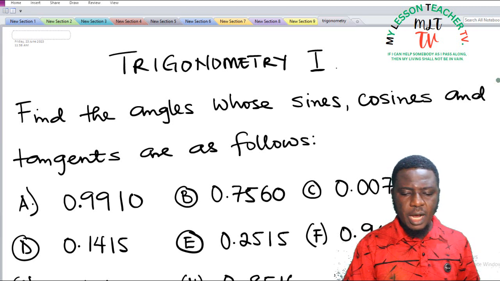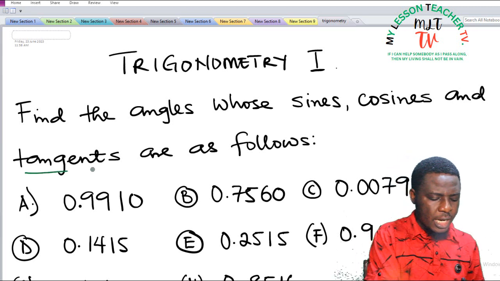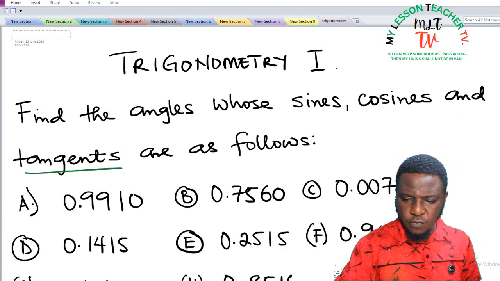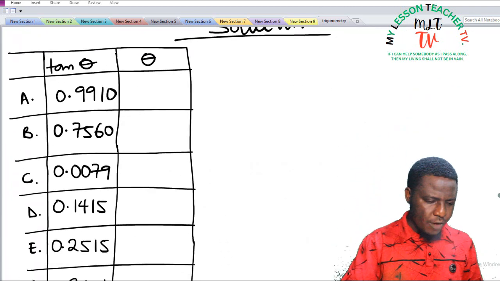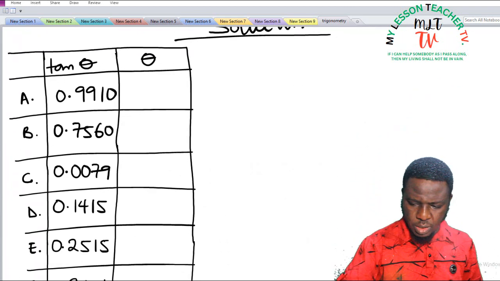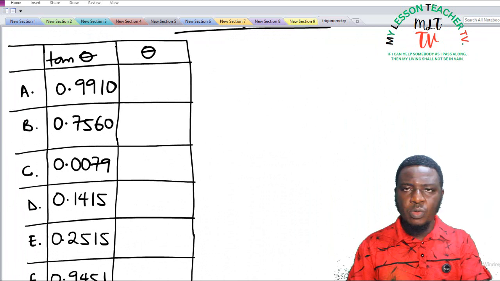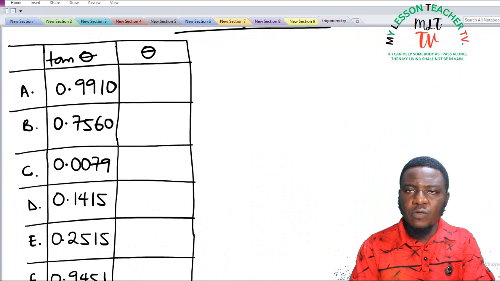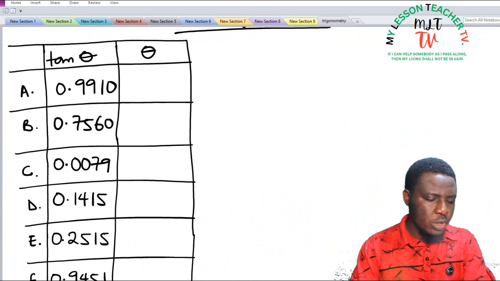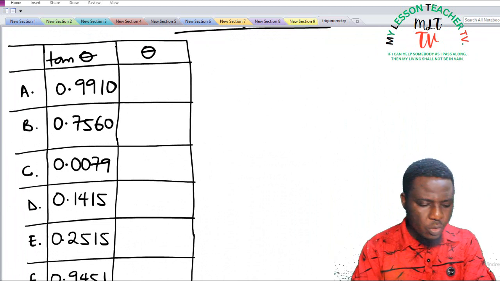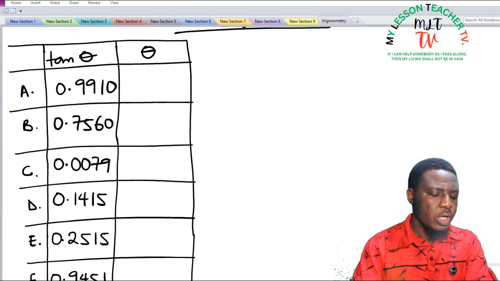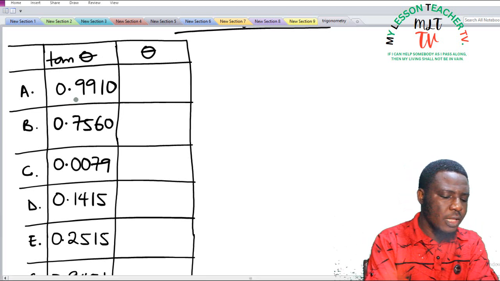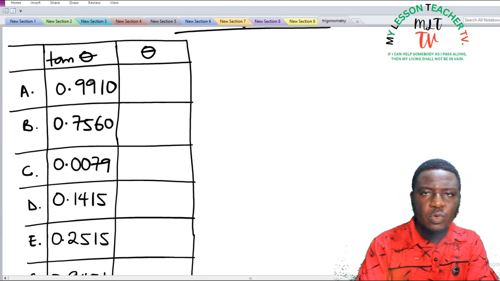We are asked to find the angles whose tangents are as follows. I have prepared the table as I did for others. We shall use the tangent table to find the angles whose tangents are given below. And how do we do that? You go to the table and check for angles whose tangents are these. So we shall start with A.